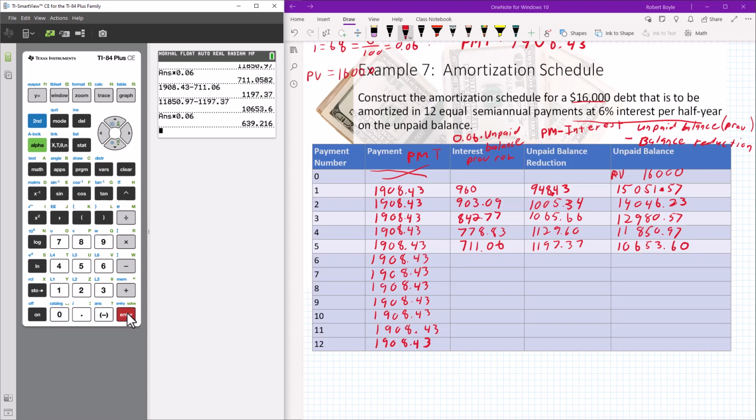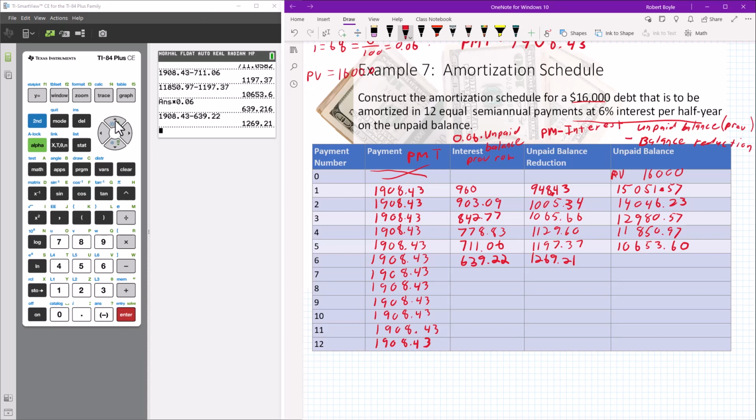And that will give us $639.22. That's how much of the next payment will go to interest. The amount that will go to principal will be 1908.43 minus 639.22. That is 1269.21. And then our principal reduction will be our previous principal, which is 10653.6, minus our reduction.